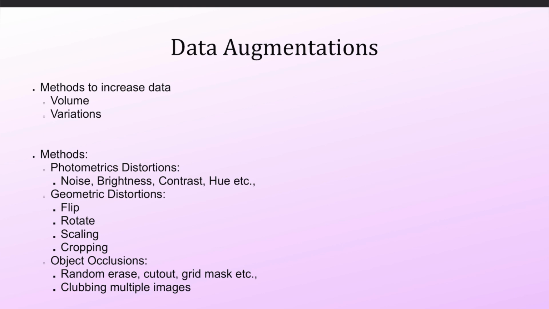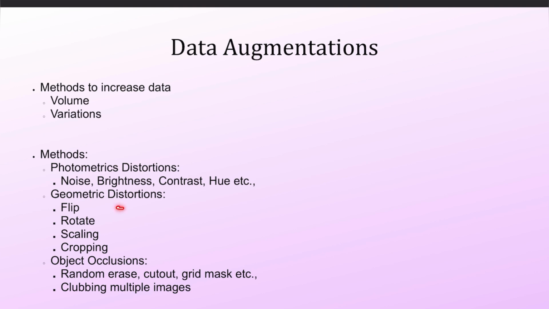Photometric distortions are all about adjusting the pixel values. You are not changing the position, you are only adjusting the image appearance, like adding noise, modifying the brightness, contrast, hue, etc. All of these come under photometric distortions. So these distortions only affect the image appearance. These distortions won't affect the object shape or size in any way.